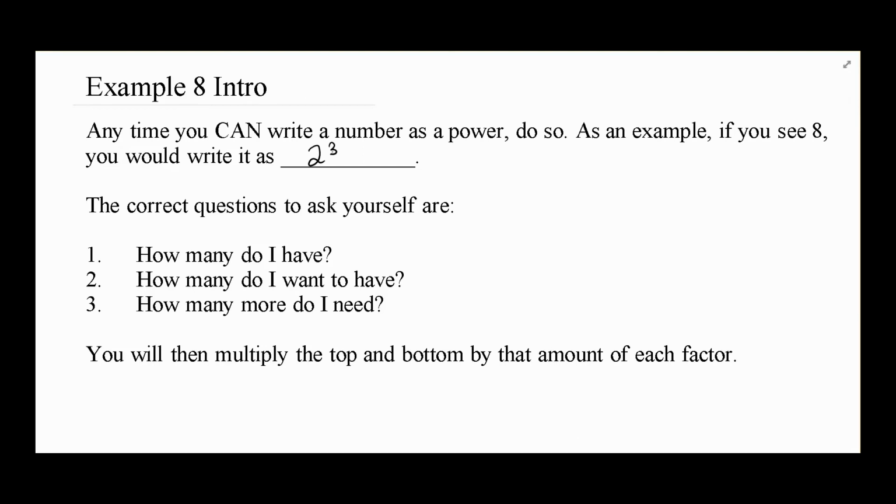How many do you want to have? Well, if you're trying to take a cubed root, you want three of them. If you're trying to take a fifth root, you want five of them. So your next question is, how many more do I need? And once you figure that out, that's what you're going to multiply the top and bottom by. You're going to bring yourself up to however many you need of whatever it is you're looking for. Now, I know without an example, these steps look a little bit weird. So let's look at an example, and we'll keep coming back to those three questions. How many do I have? How many do I want to have? And so how many more do I need?